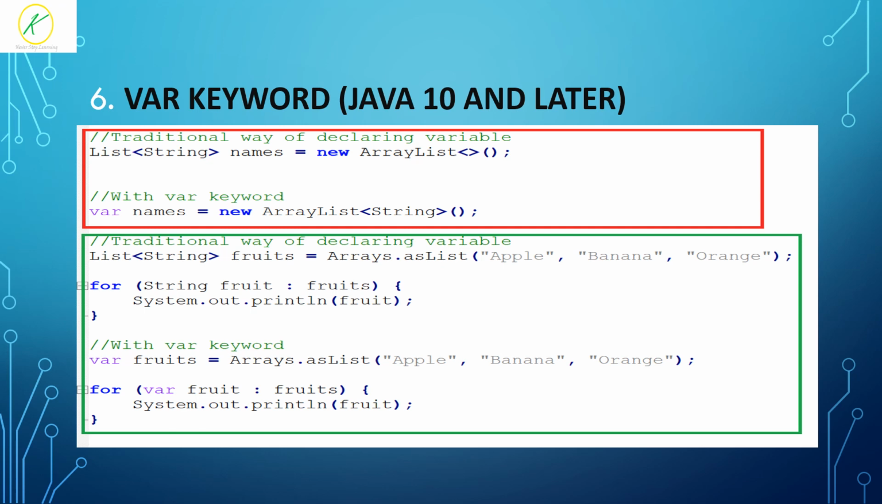While var can enhance code readability, it's essential to use it judiciously. It's most effective when the assigned value clearly indicates the type. Avoid excessive use in cases where the type may not be immediately obvious, as it could lead to decreased code clarity.